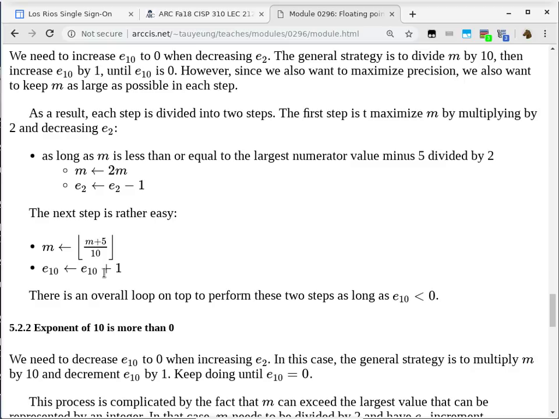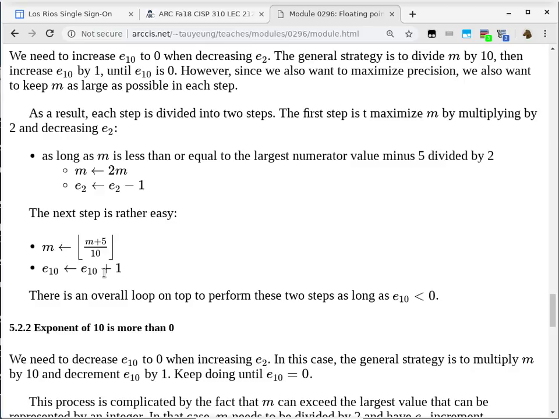Is E10 still less than 0? If so, maximize the mantissa again. Do another division by 10. Increase E10 by 1, and then go back again. So you keep doing this until E10 becomes 0. So what you will end up with is a mantissa that is really big, okay, and an E2 that is really small, because every time you double M, you have to remember to subtract 1 from E2. So in the logic that we had earlier, you basically have to subtract from E2 the X amount in the loop.